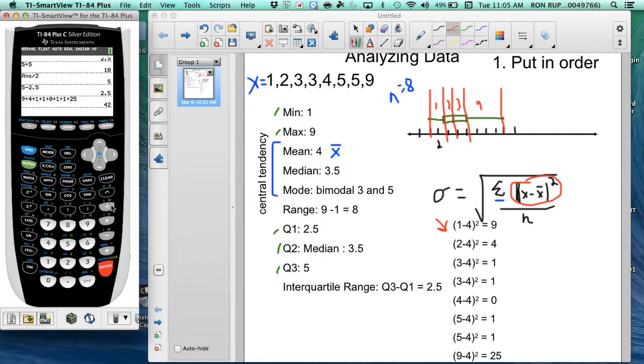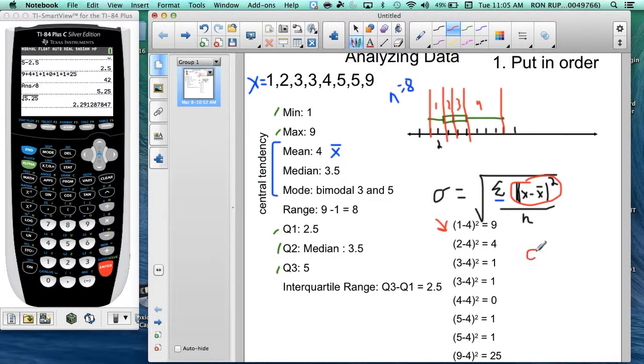That's 42. 42 divided by 8 is 5.25, and the square root of 5.25 is 2.29. So my standard deviation of this data set is 2.29.